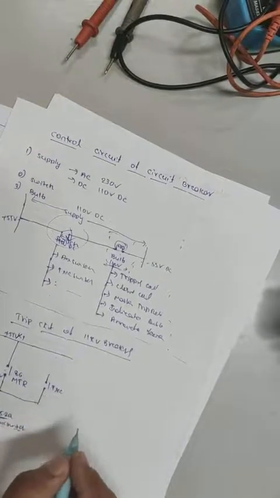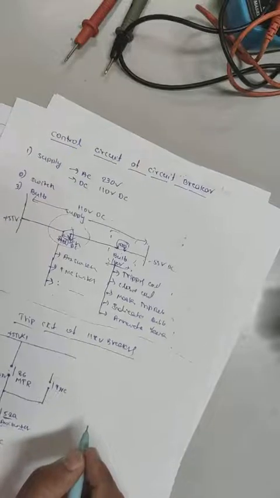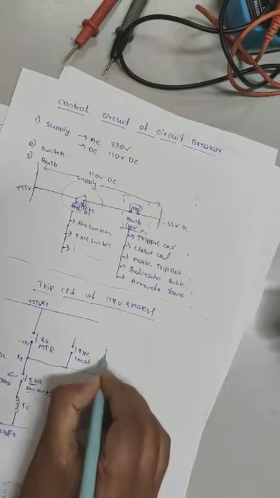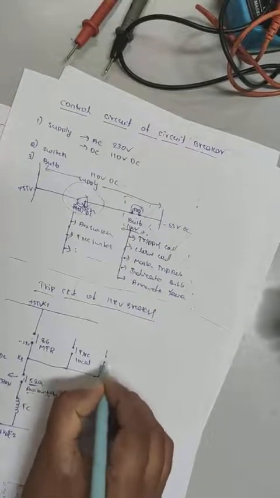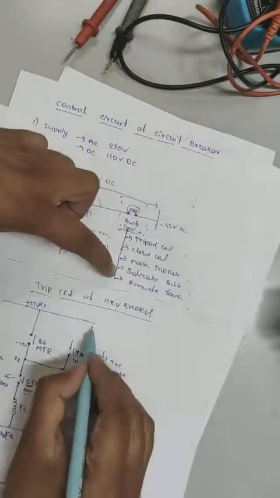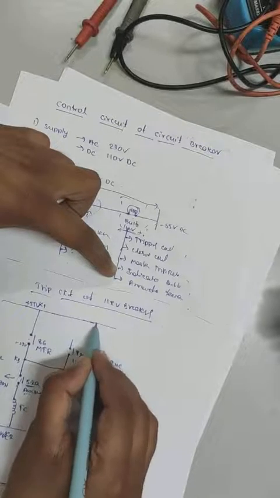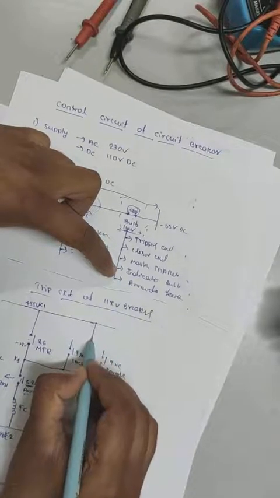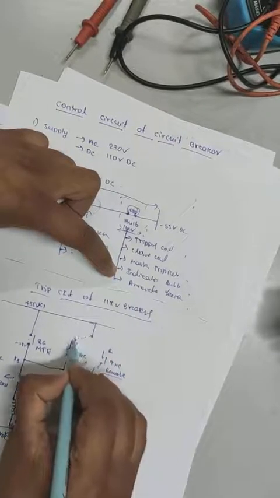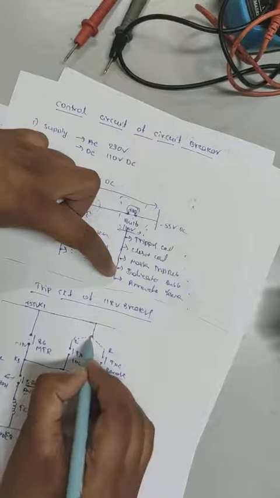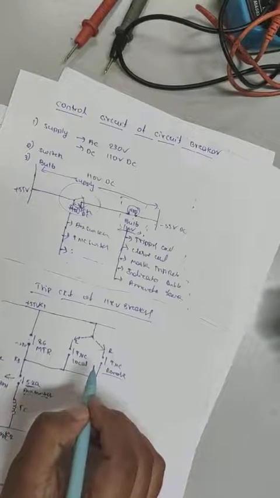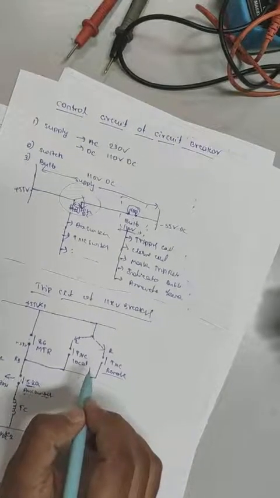So usually there will be two TNC switches. One will be in the local control panel and another one will be at the remote annunciation desk. So for selection purposes, we will have one local remote switch. If it is local, if it is remote, that switch gives the option to control either from local or from remote.